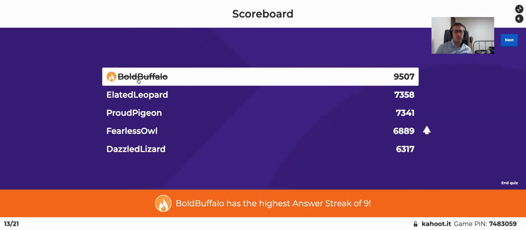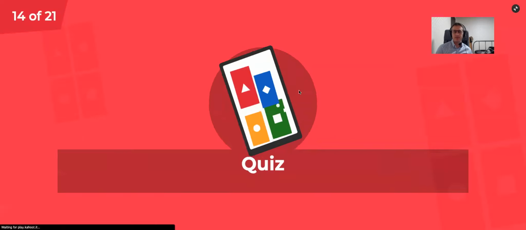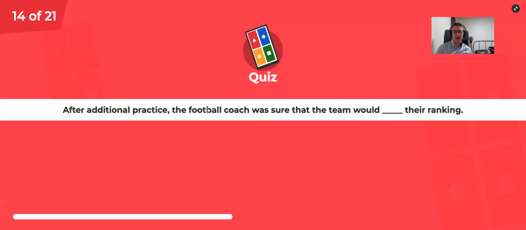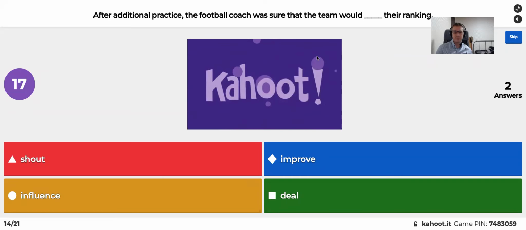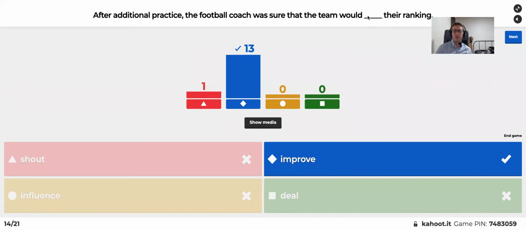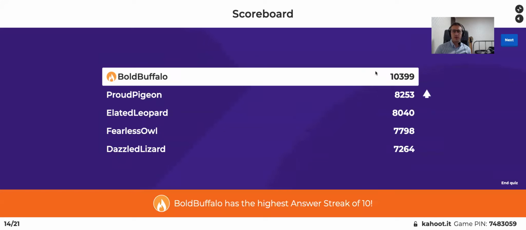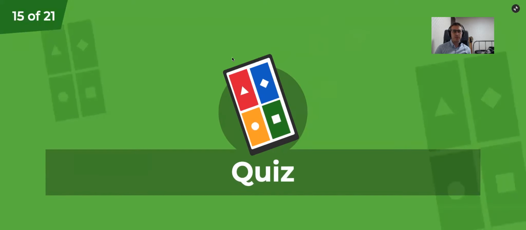And Fearless Al moves up. Bold Buffalo getting those bonus points now. Going to be hard to beat Bold Buffalo. After additional practice, the football coach was sure that the team would blank their ranking. Improve their ranking, right? They go up, right? They go from 5th to 4th, right? Something like that. Ooh, Proud Pigeon's moving up. It's going to be hard to catch that Bold Buffalo, though.